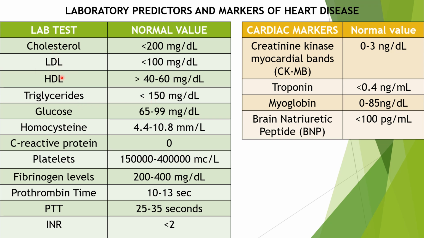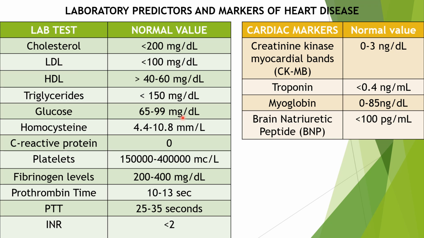Then you know that there are non-specific markers like glucose. Diabetes and hyperglycemia are major risk factors for coronary artery disease or cardiovascular disease. So the glucose, if it is in the range of 65 to 99 mg per dl, it is a good thing, and if the values are elevated, that means the patient will have more risk of cardiovascular disease.